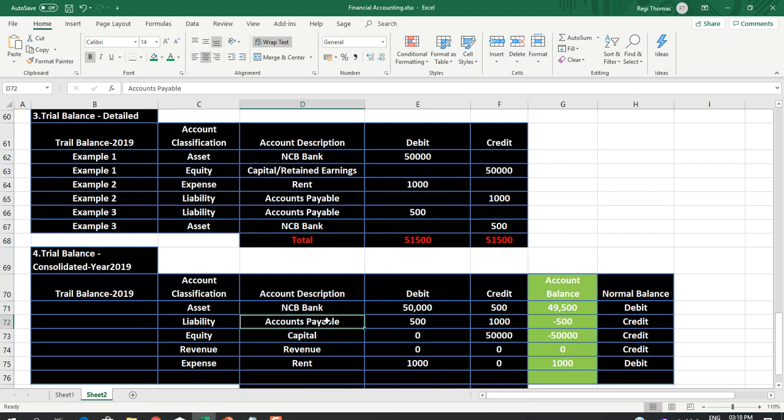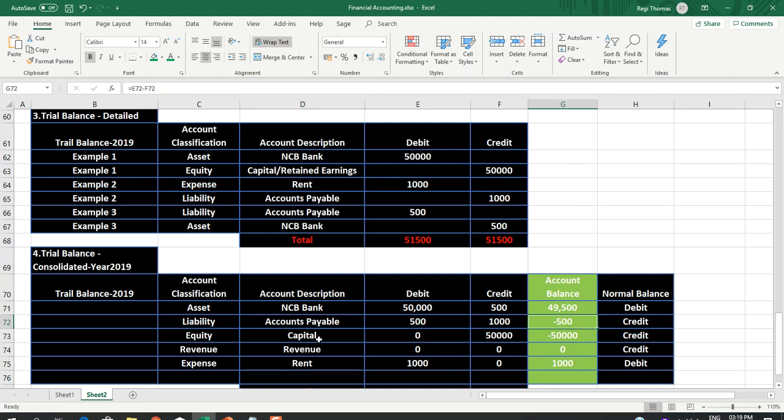The same way with accounts payable, you can see there is a credit amount, and another transaction happened in example 3, it's 500. So the balance is debit minus credit, and you are getting minus 500. That means the normal balance is on the credit side only. So when you are looking at a trial balance or a balance sheet and it shows a balance of minus 500, that means you are still liable to pay somebody.